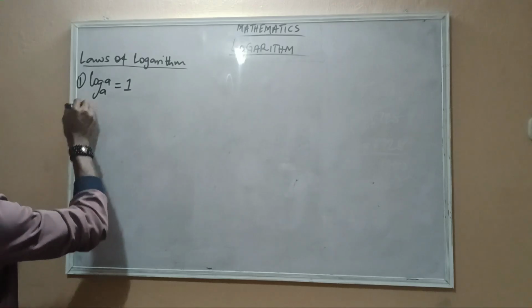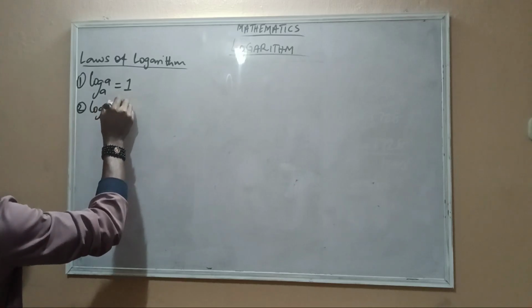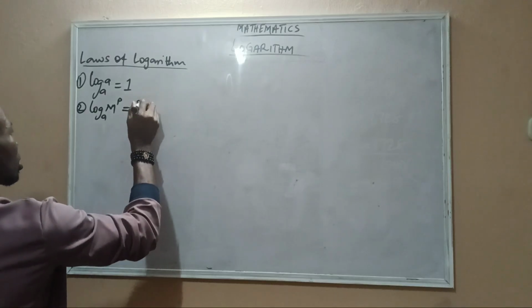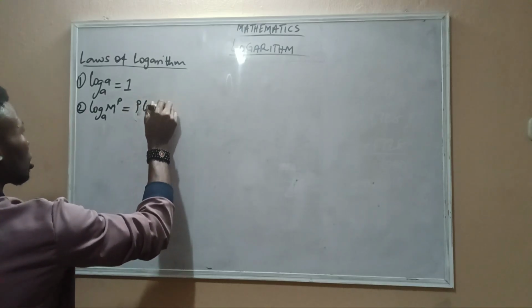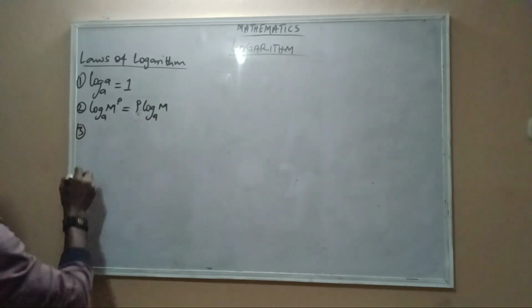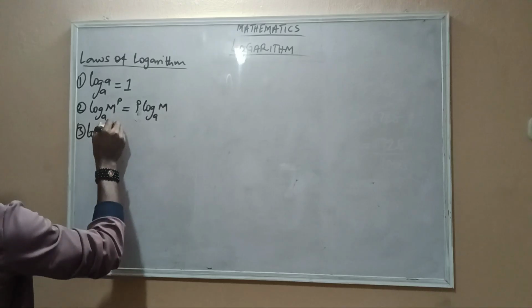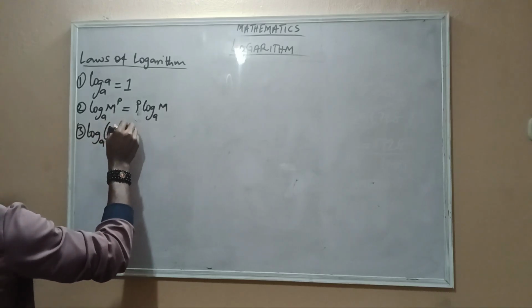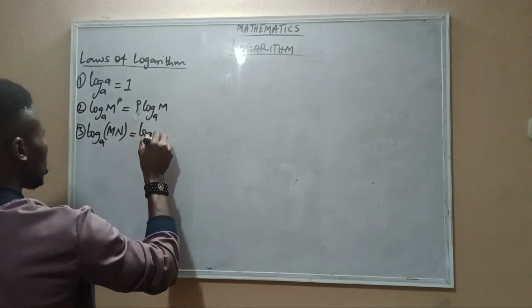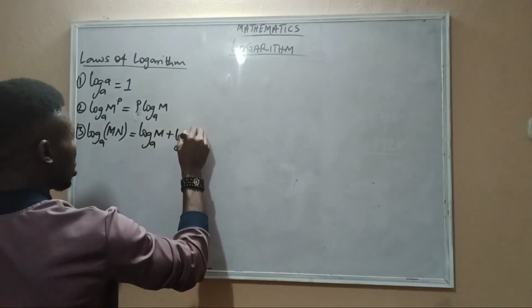And the second says log to the base a of m raised to the power p is the same thing as p log to the base a of m. And the third one says log to the base a of m times n is equal to log to the base a of m plus log to the base a of n.